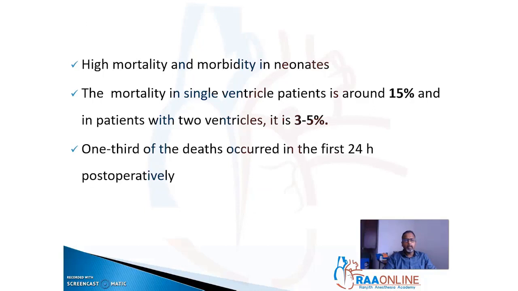Usually, systemic to pulmonary artery palliation in neonates is associated with high mortality and morbidity. The mortality in a single ventricle patient is around 15%, and in patients with two ventricles, it is around 3 to 5%. Most importantly, one third of the deaths occurred in the first 24 hours after the palliation.